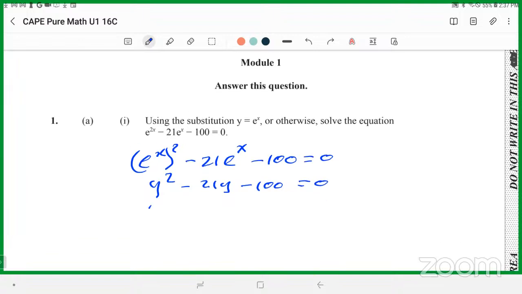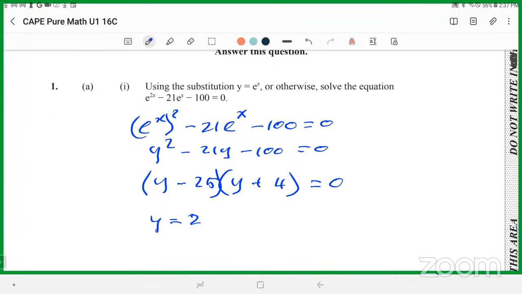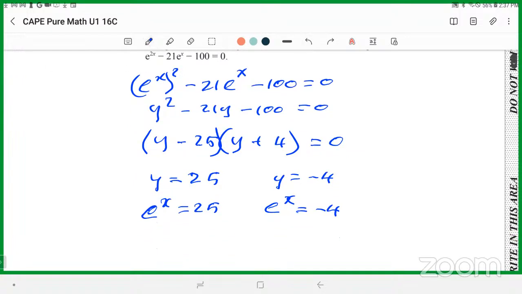Good. So factorize this: y and y, 25 and 4. The signs are different, with the greater product being minus. So y equals 25 or y equals -4. So e to the x equals 25 or e to the x equals -4. Now remember, e is a positive number, so this one is not valid. A positive number raised to a power cannot be negative.